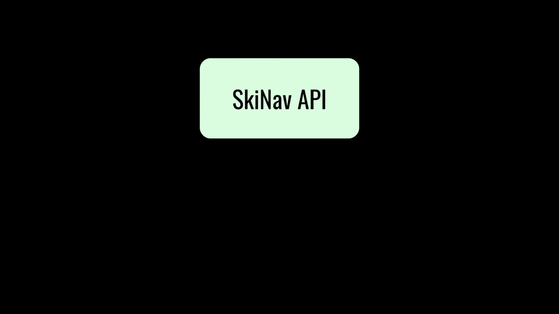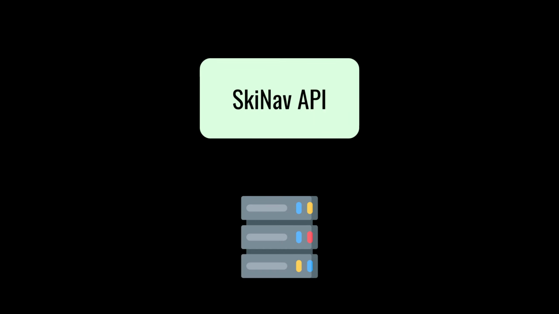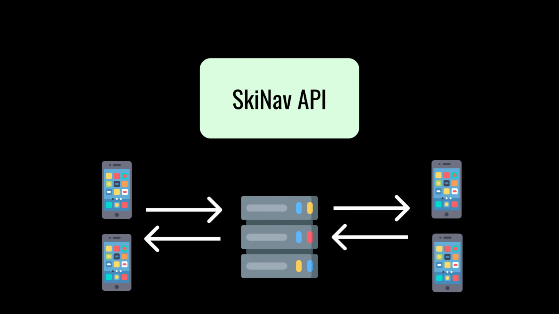Now, let's introduce SkiNav API, the essential tool for your app. SkiNav API collects thousands of resort maps worldwide, storing them as directed graphs in its database. With SkiNav API, your app can effortlessly access a wide range of resort options and retrieve detailed map data for each specific resort. Now, coming to the app itself.